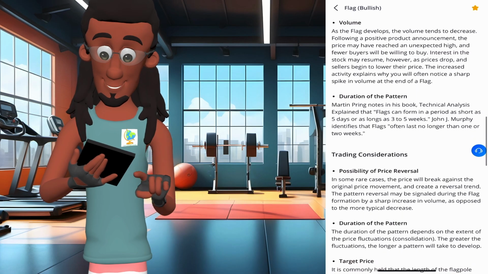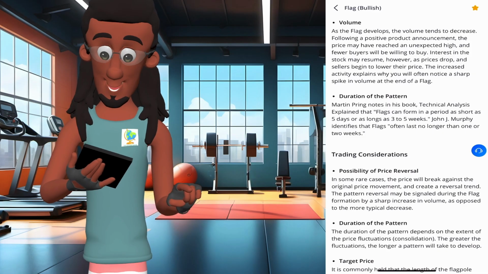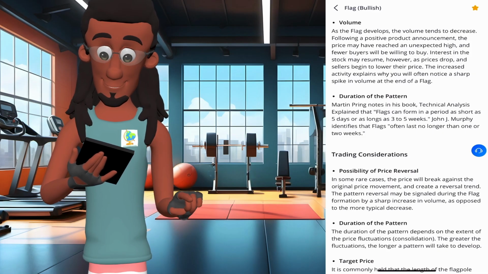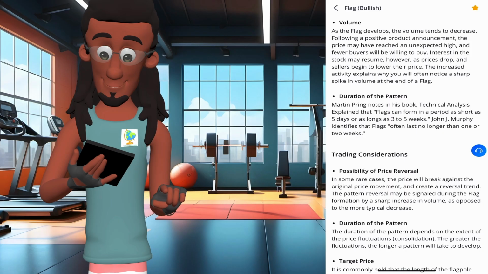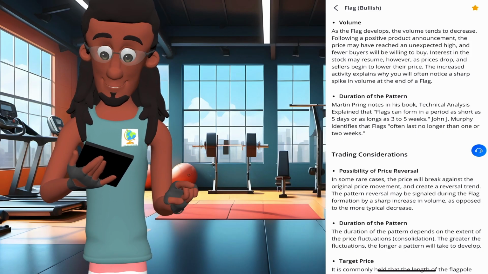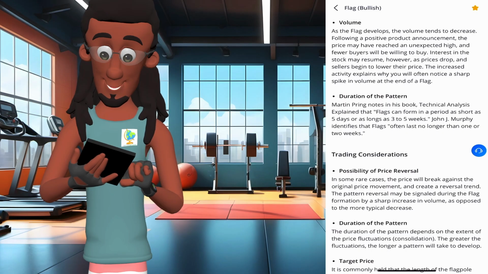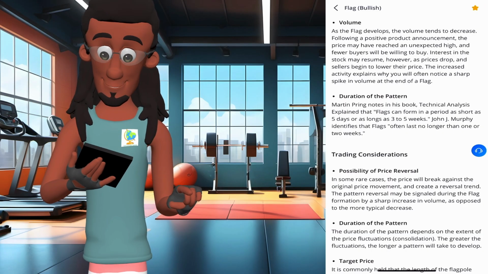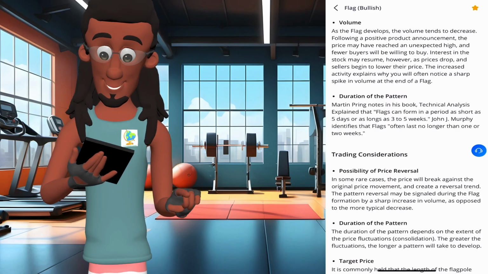Volume. As the flag develops, the volume tends to decrease. Following a positive product announcement, the price may have reached an unexpected high and fewer buyers will be willing to buy. Interest in the stock may resume, however, as price drops and sellers begin to lower their price. The increased activity explains why you will often notice a sharp spike in volume at the end of a flag.